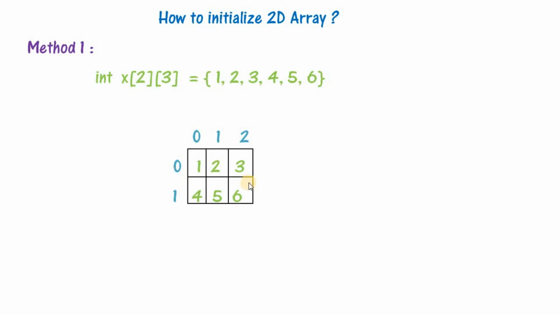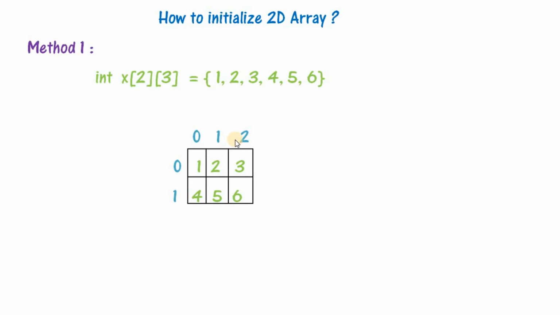Let's draw over here. Please note down that the index always starts from 0. When I am saying 2 rows, the index starts from 0 and ends at 1. And when I am saying it consists of 3 columns, that means the index starts from 0 and ends at 2.